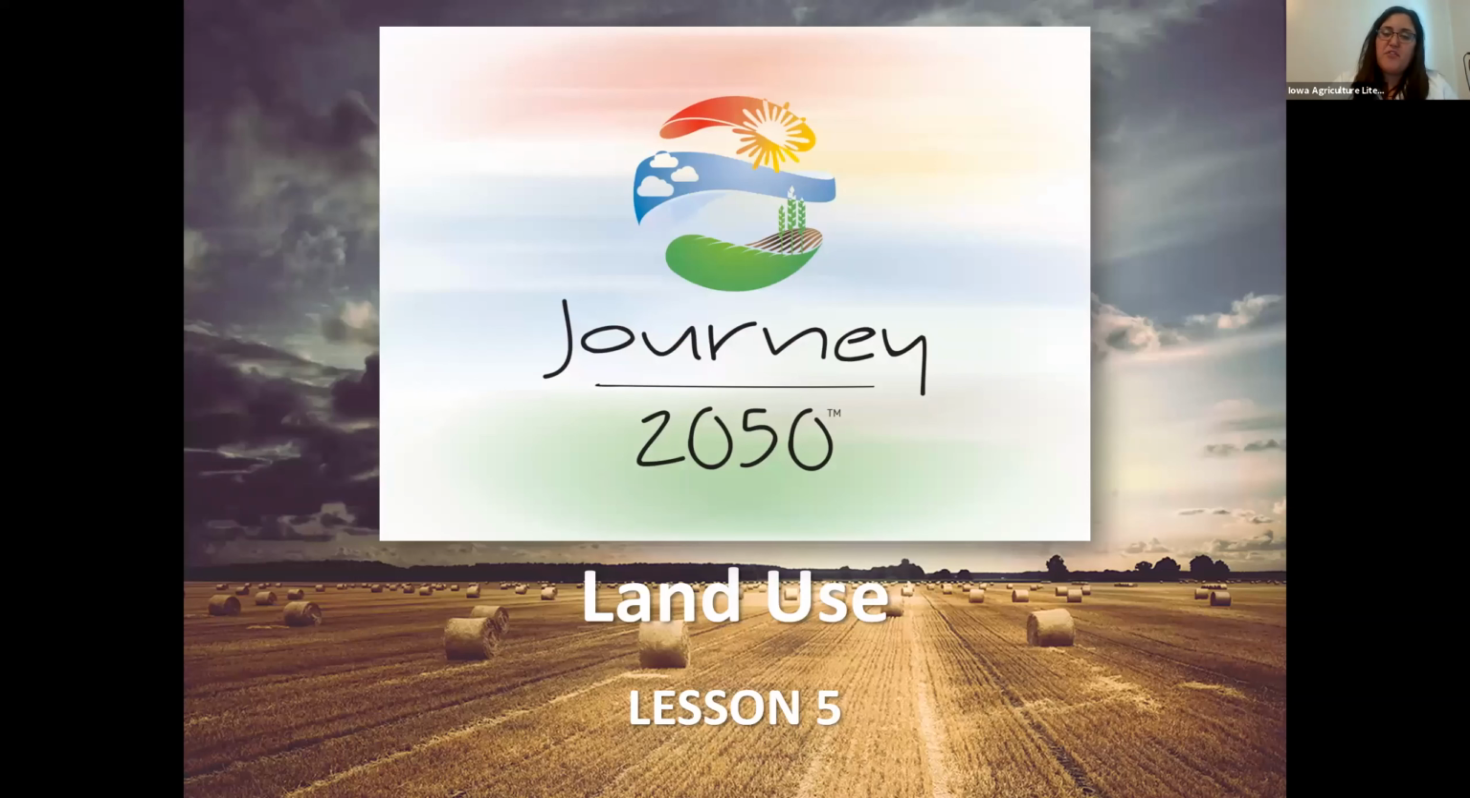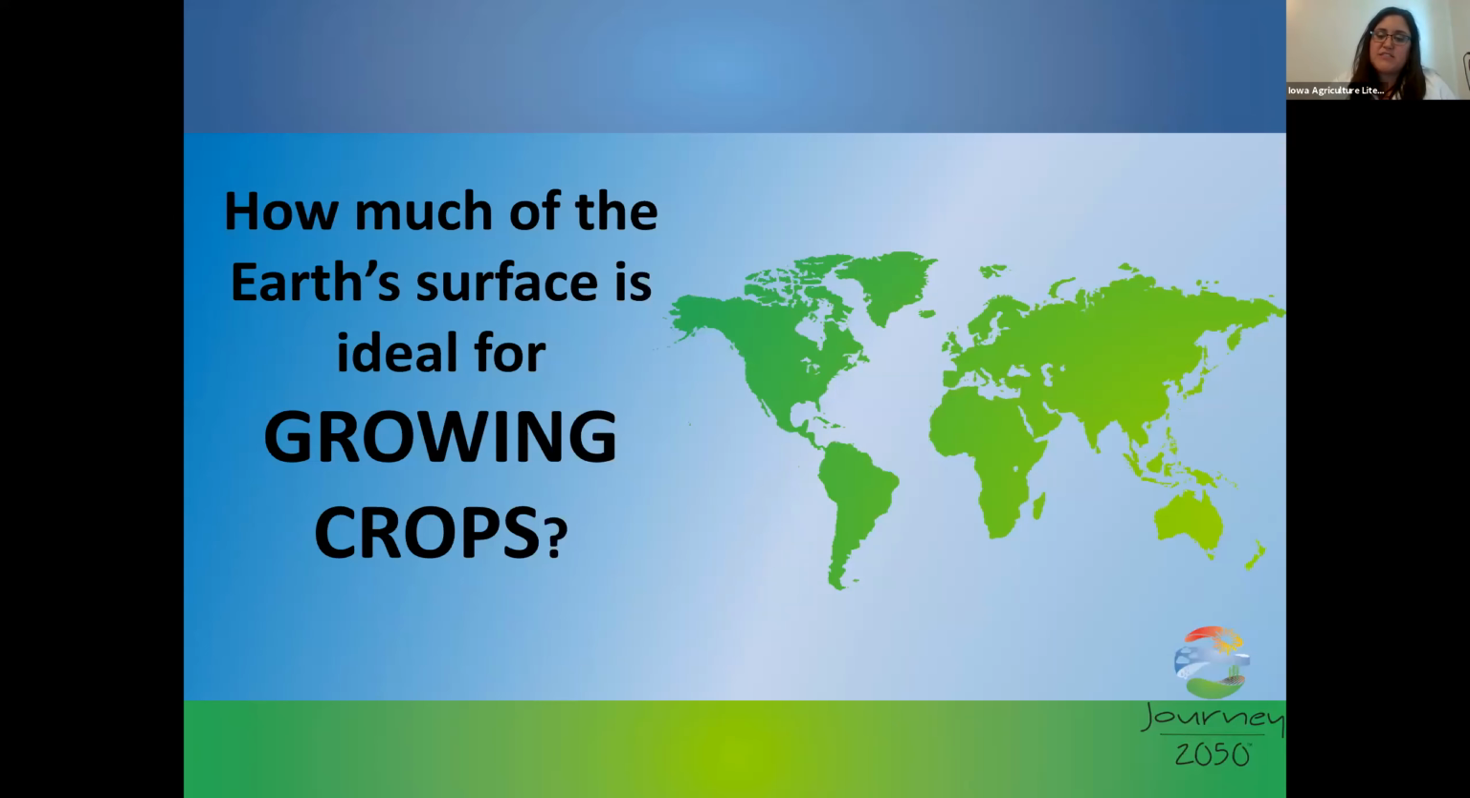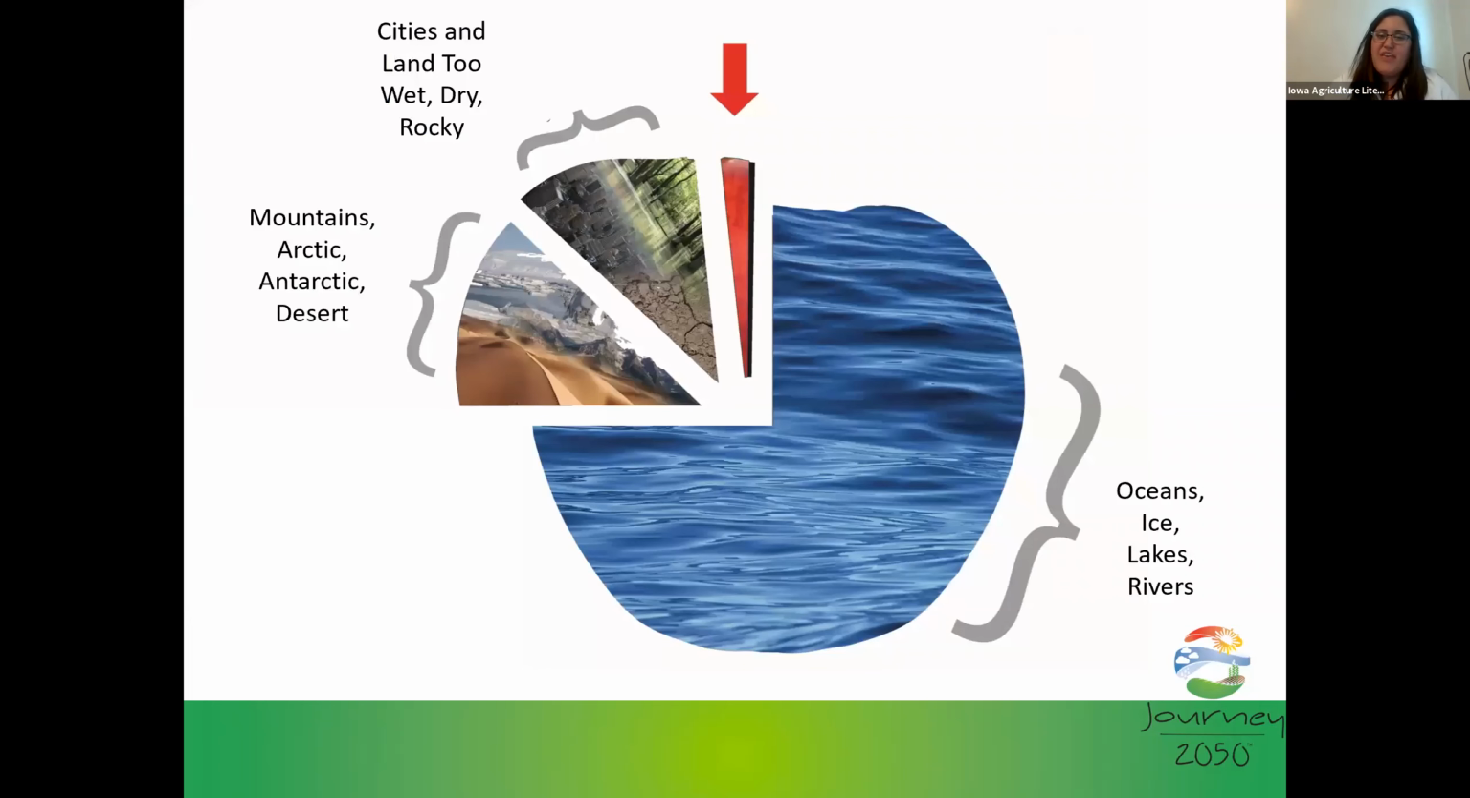Level 5 focuses on land use and has a geography tie. And it starts off with the engagement piece of asking how much of the Earth's surface is ideal for growing crops. And then we pretend an apple, and it's great to get a real apple and pretend an apple is the Earth.